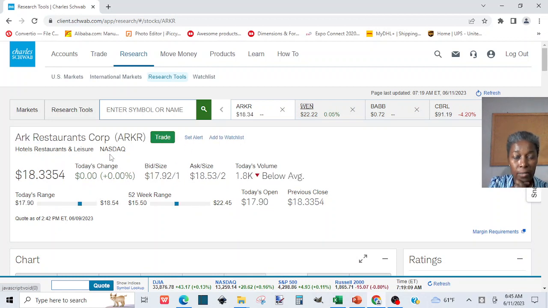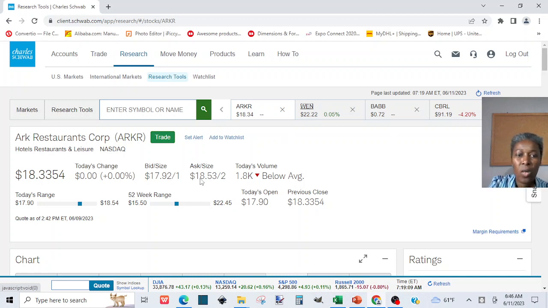It's selling on NASDAQ, so it passed that filter. It's selling for $18.34, and the 52 weeks low was $15.50, and the 52 weeks high is $22.45. It's selling $3 more than the 52 weeks low, and probably $4 behind its 52 weeks high.